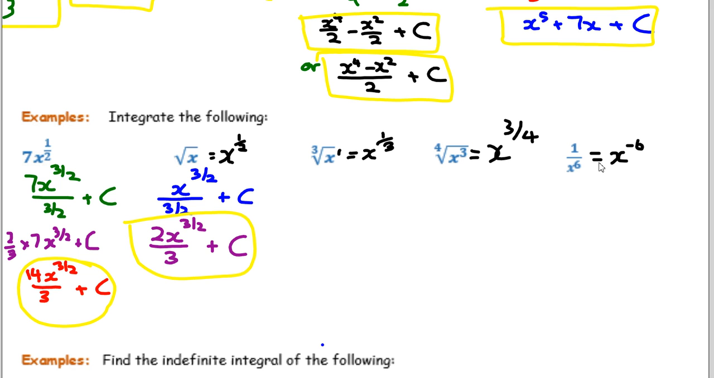We're rewriting this one as 1 over x to the 6. As Krista said, 1 over x to the 6 can be rewritten as x to the power of -6. So we've rewritten the original functions. We haven't integrated yet. Now we're going to integrate. Here we go.